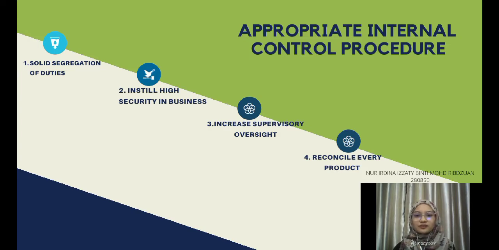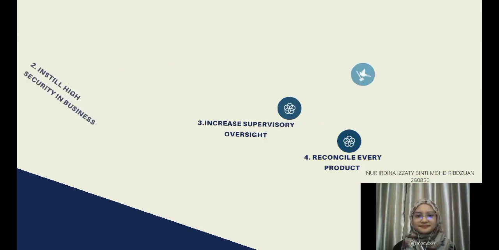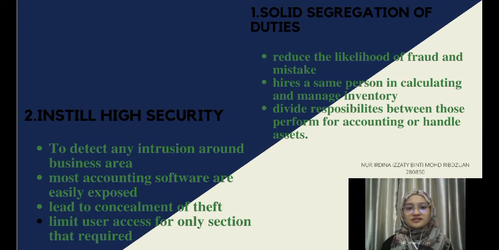Today, I would like to discuss appropriate internal control procedures. The first is solid segregation of duties. It is key in every internal control procedure, which aims to reduce the likelihood of fraud and mistakes. Based on the information and interview that we have done with the business owner, they hire the same person in calculating and managing cash. So, Y&R Multi-Enterprise should divide and separate responsibilities between those who perform an accounting transaction and those who handle an asset. Such separation could decrease undiscovered errors.